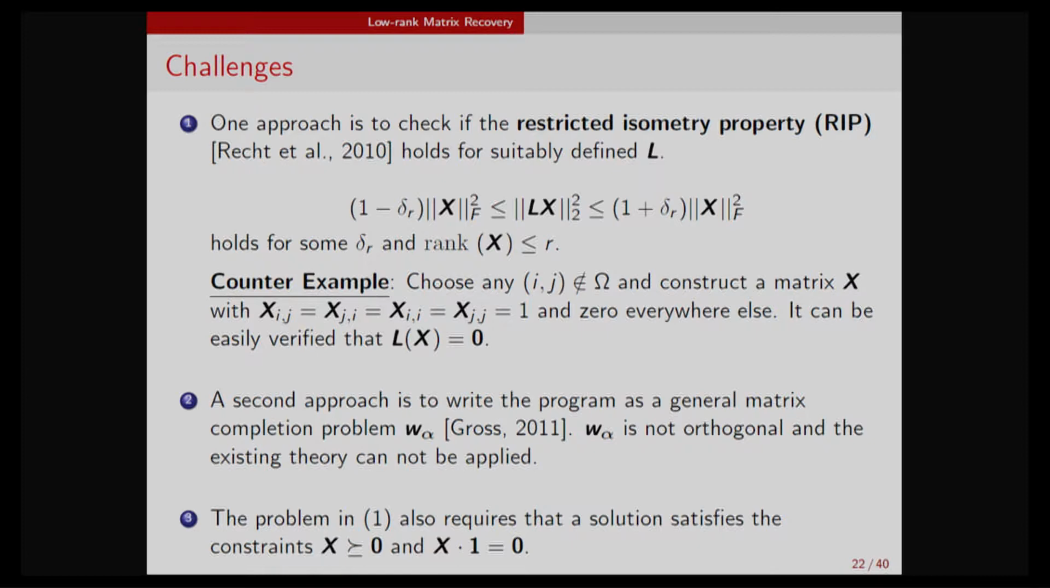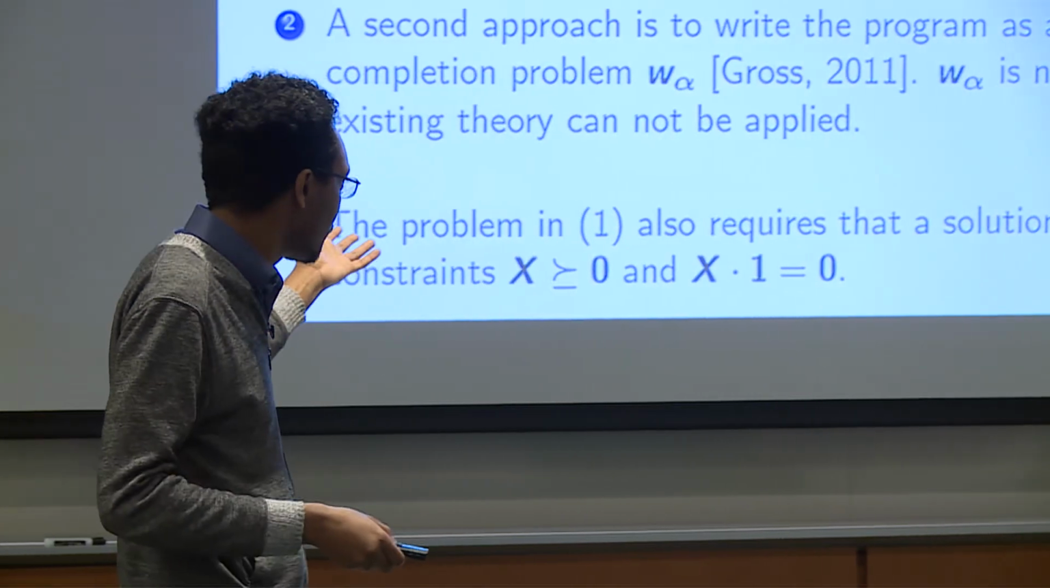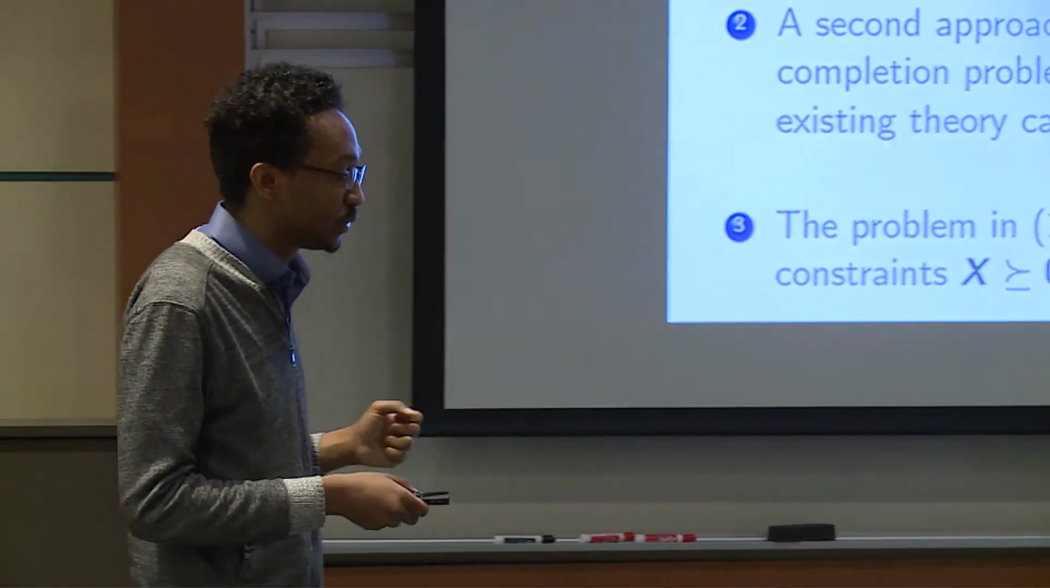Okay. So one could say there is already a framework of matrix completion with respect to an orthogonal basis. Why don't you apply that? Well, you cannot apply that, because this basis I showed you is not orthogonal, and we cannot use the existing theory. Also, we require that our solution satisfy these two properties.